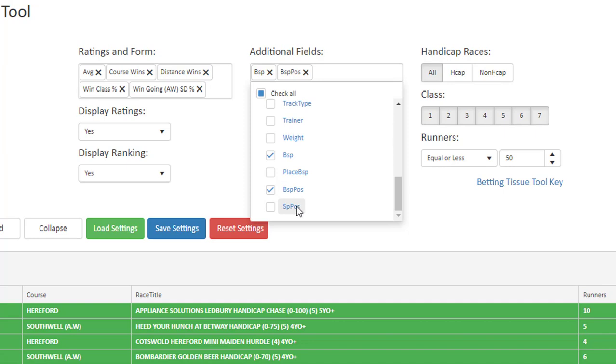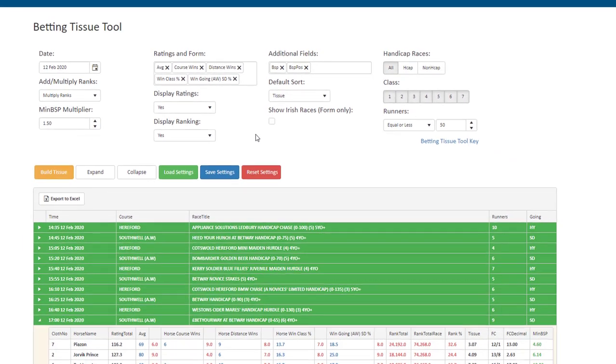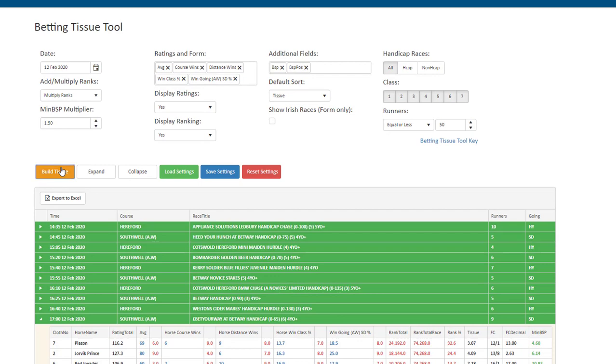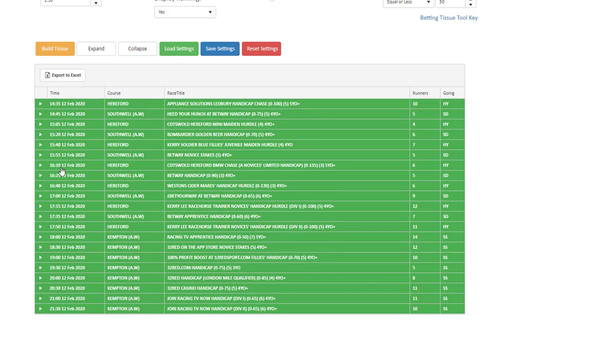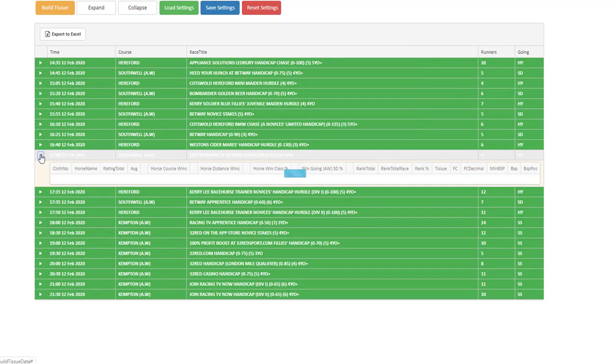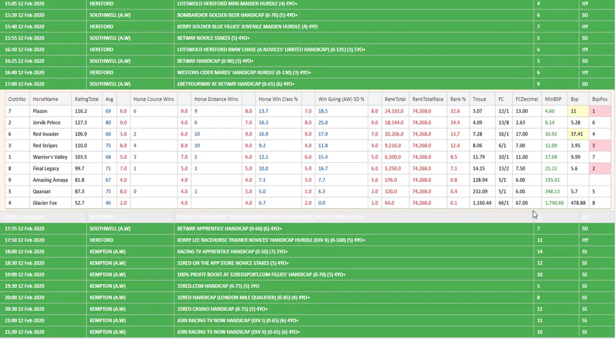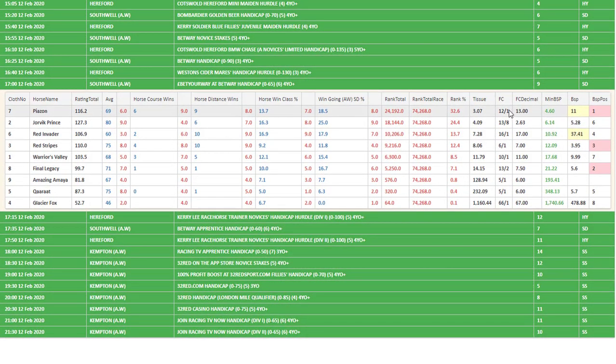BSP position and SP position show the same position, but they highlight in pink the horses that were placed using the Betfair place rules or the bookmakers place rules. So we've chosen BSP and BSP position. We now rebuild the tissue, go back to the 5 o'clock, and we can see that the horse that we suggested should be the 2 to 1 favourite won the race at a BSP of 11.